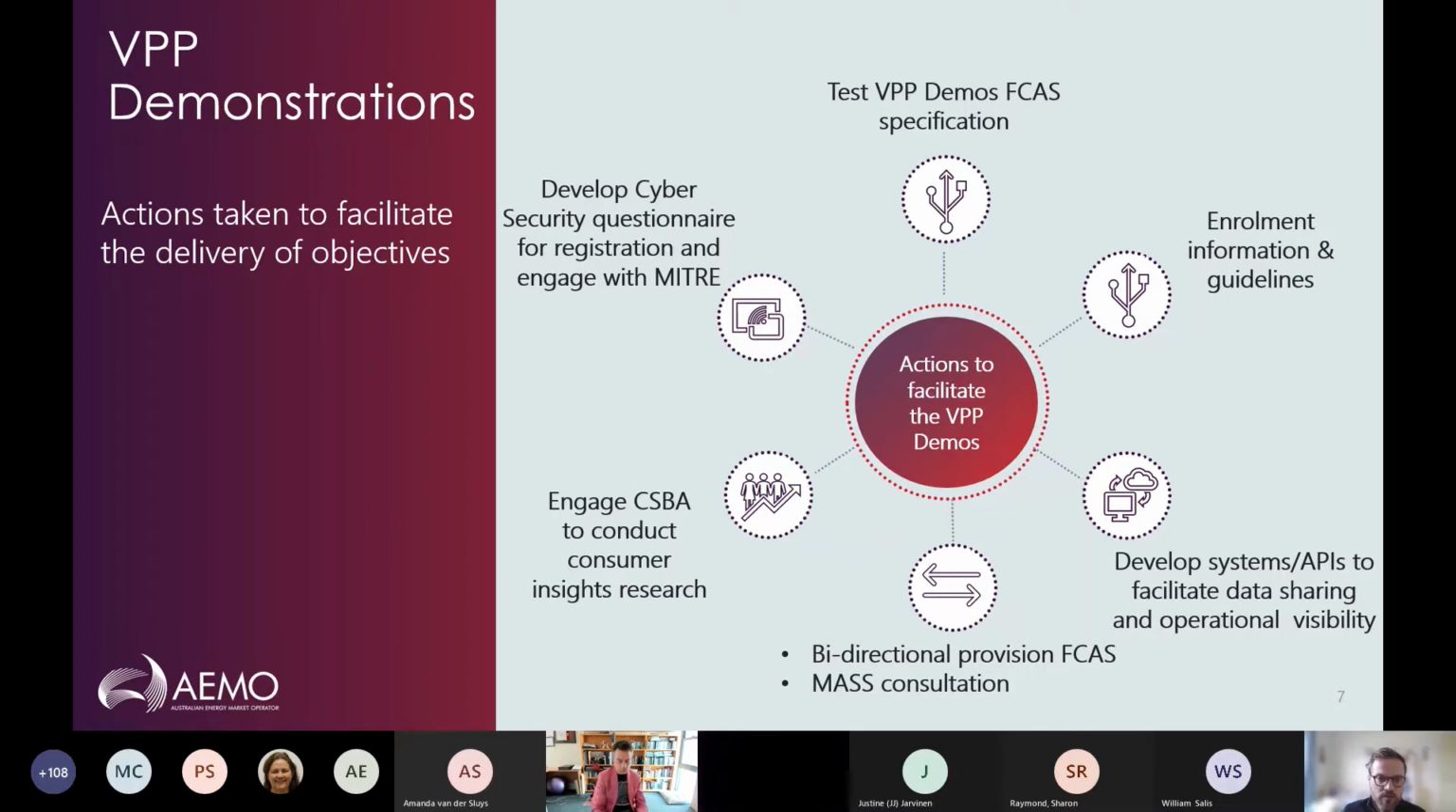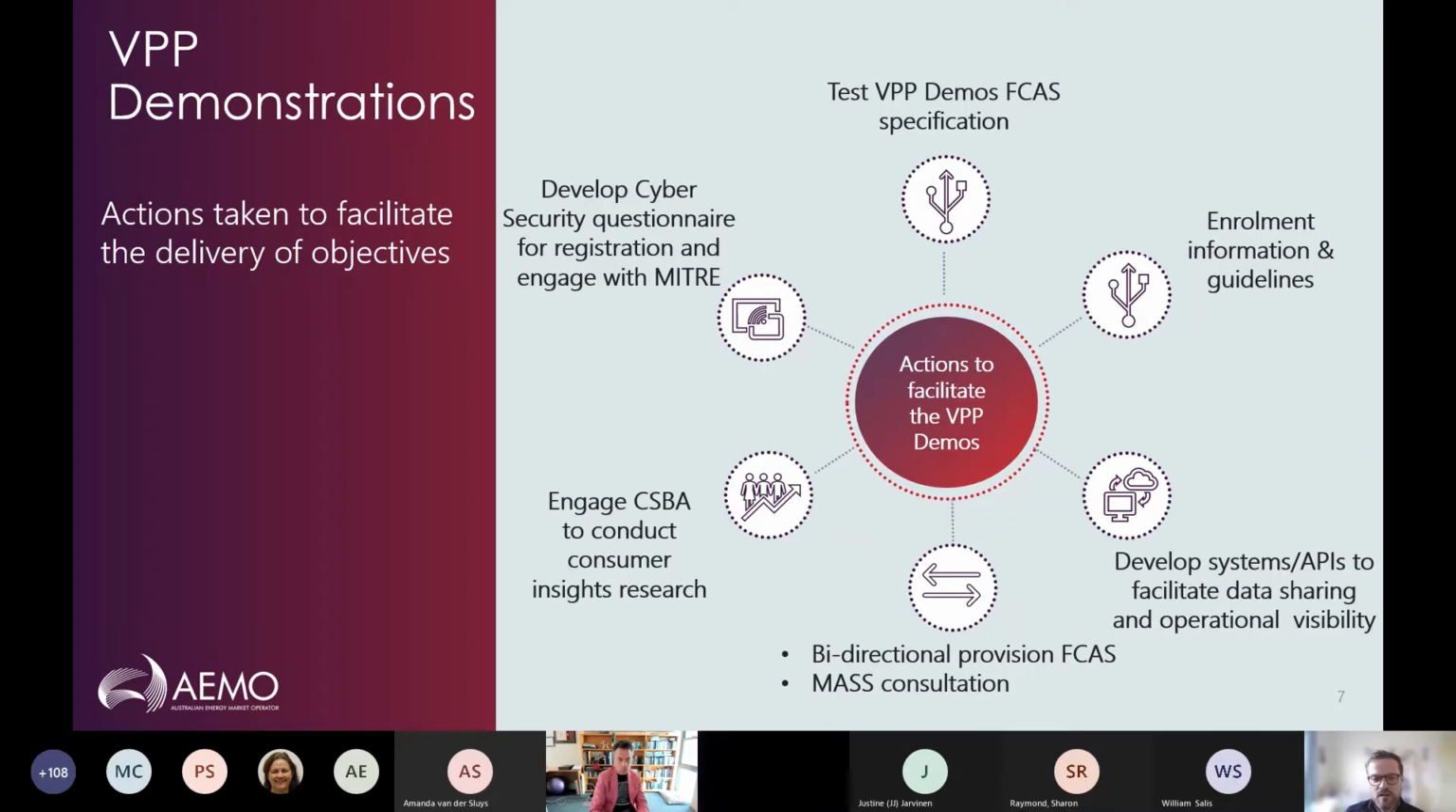We also took actions around the bidirectional provision of FCAS. So an AEMO policy prior to the VPP demos was that there was effectively only unidirectional delivery of FCAS. What that means is if you were a market customer or a market ancillary services provider, effectively a load connection point or an aggregation of load connection points looking to deliver FCAS, then net exports from those connection points were not recognised for the delivery of RAISE FCAS.